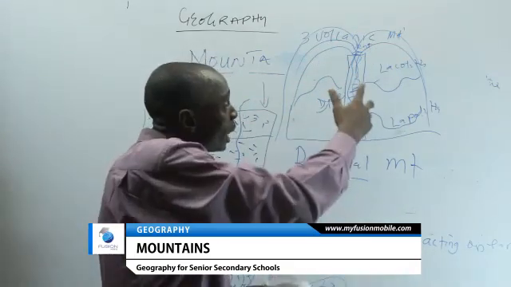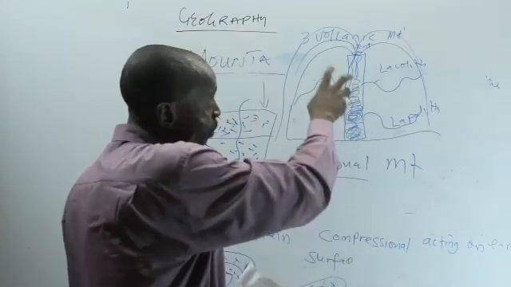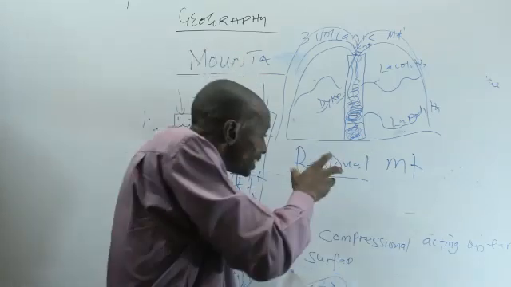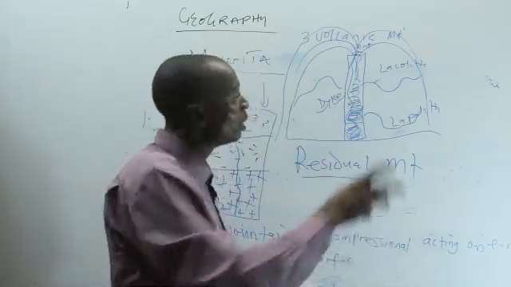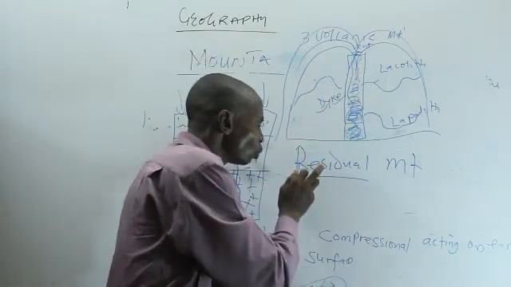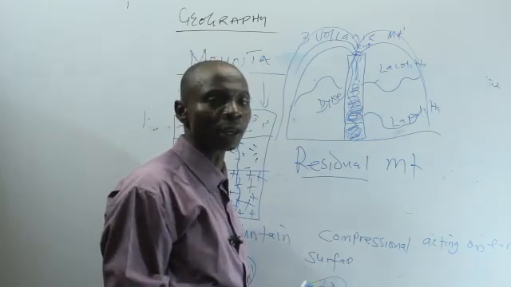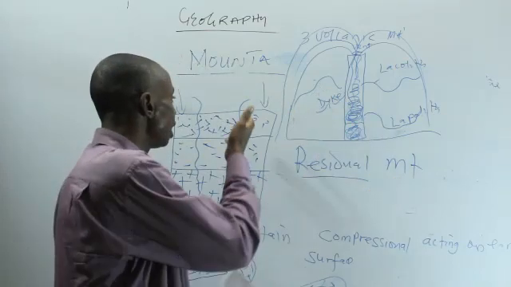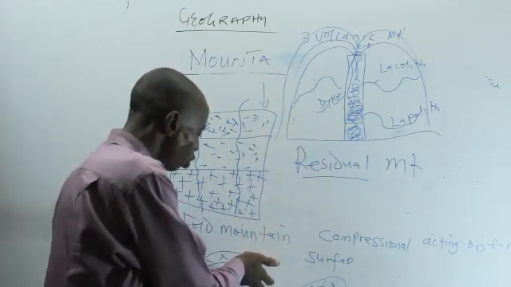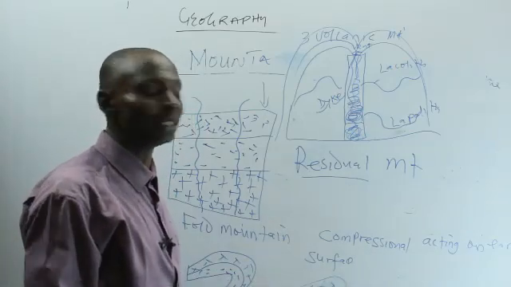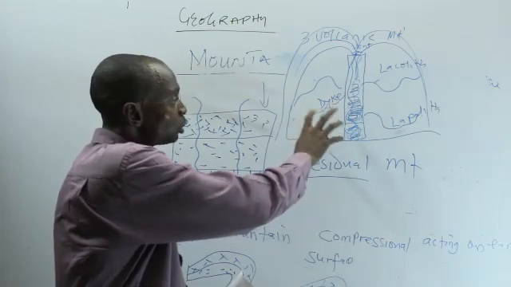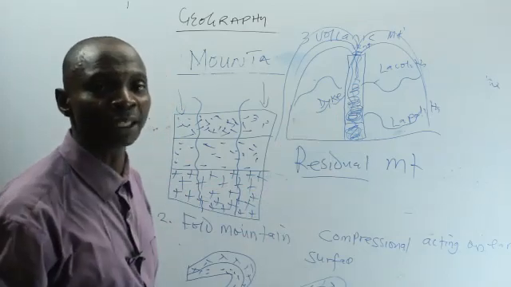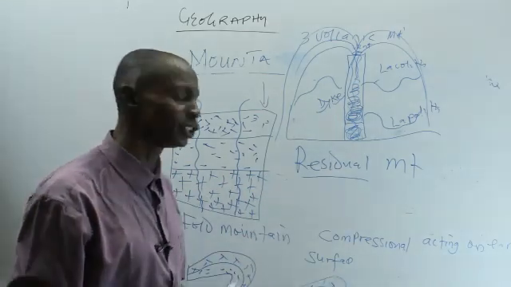But as it continues to wear, it will come to a point where the hardest part of the mountain will be so resistant. That resistant part that refuses to be worn away by all these agents of denudation is what we call residual mountain. So residual mountain can form from either volcanic mountain, either horst or block mountain or fold mountain, as the case may be. It depends on the action of the agent of denudation that acted upon that mountain. The resistant one is what we call residual mountain.